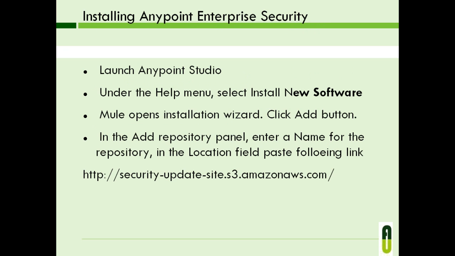Now, installing Anypoint Enterprise Security. How we can install? So first of all, launch Anypoint Studio. Under the Help menu, select Install New Software. Mule opens installation wizard. Click Add button. In the Add Repository panel, enter the locations. I will show you how we can install Anypoint Enterprise Security.